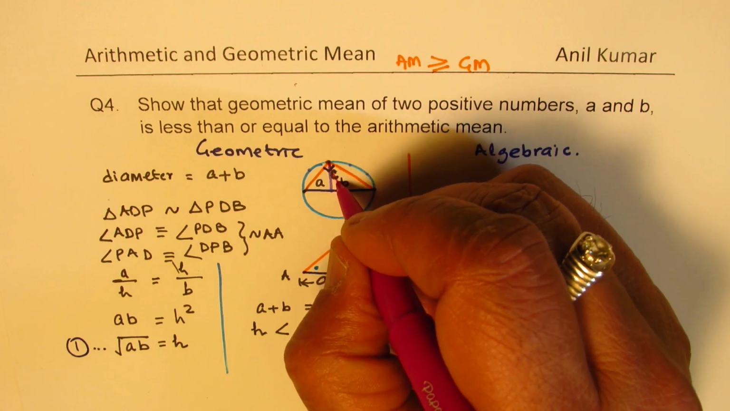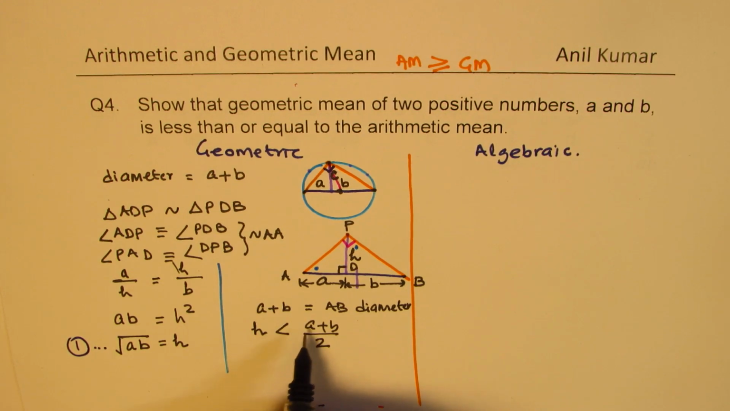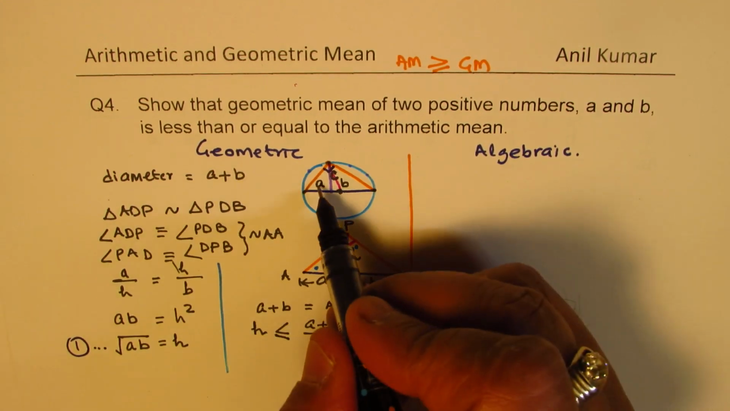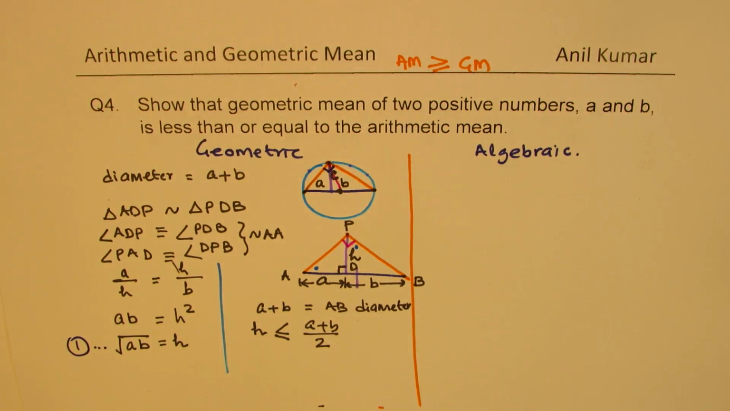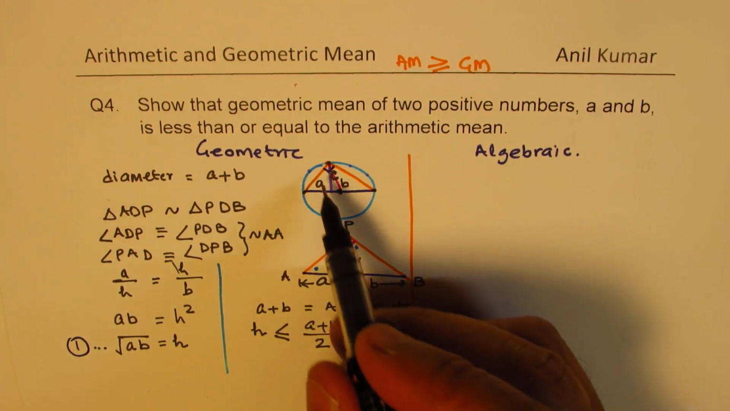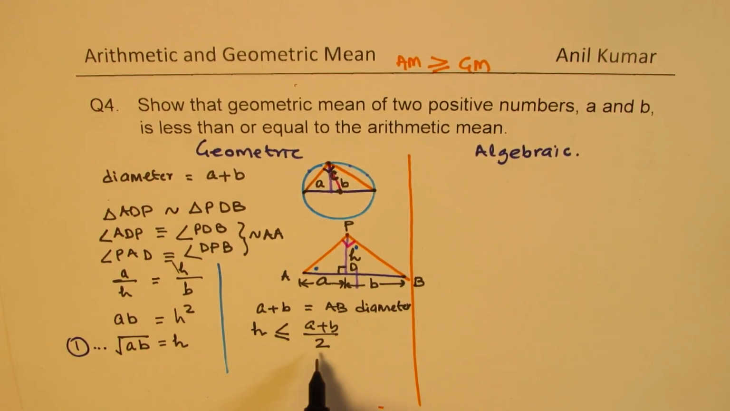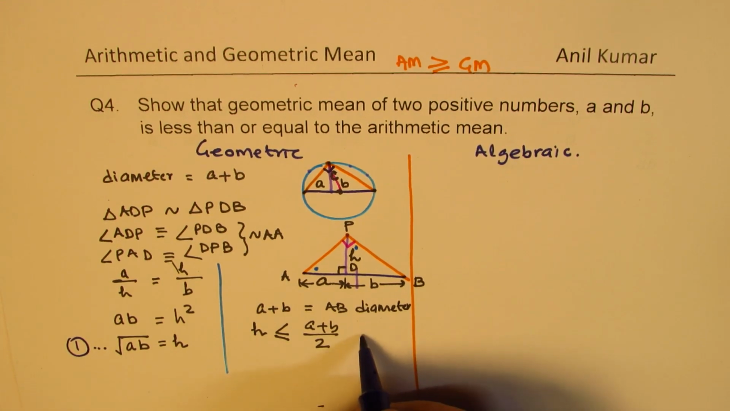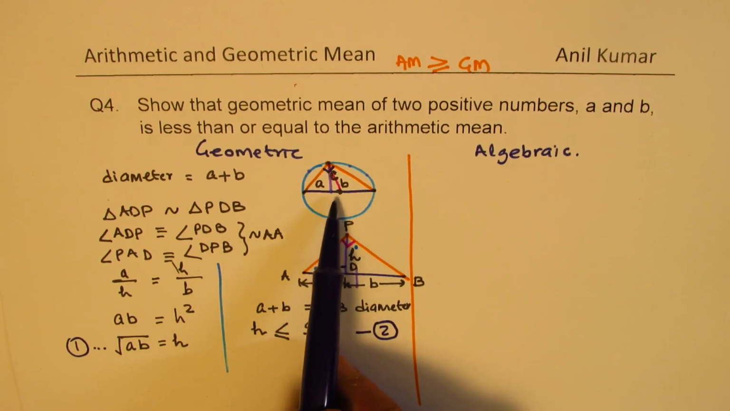The radius will be when you join the center, then you get the radius. So the height is less than, or it could be at the most equal to. If this happens to be right in the center, we could have the height same as the radius, right? But half of the diameter, which is the radius, is definitely more than the height, right? So from here you can clearly see that H is equal to the square root of AB, and this second equation says that A plus B divided by 2 is the radius, right?